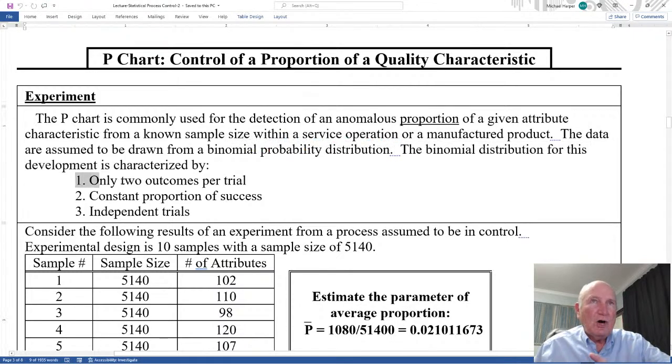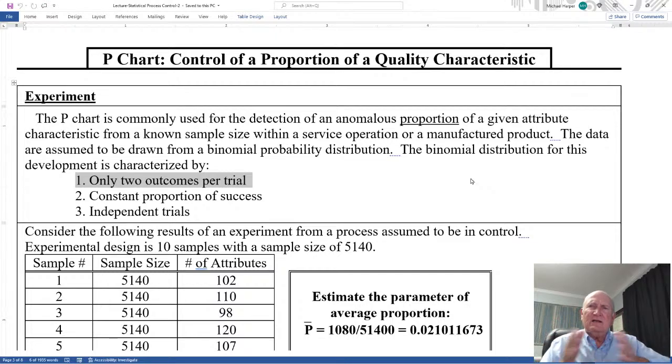1, only 2 outcomes per trial. What I mean by trial is that we're measuring something. Your sample size before was 8. When we take a measurement, the outcome of a measurement is not a length or value. It's 2 outcomes. Either one outcome or the other: up or down, good or bad, right or left, red or green, acceptable or unacceptable. There are only 2 outcomes for every trial, and a trial is a measurement.